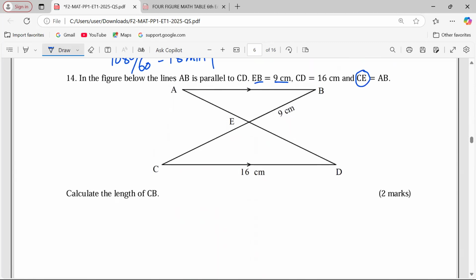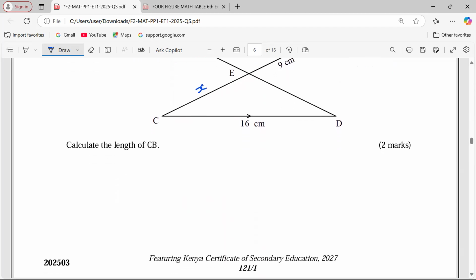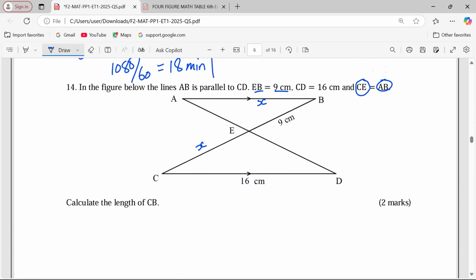CE and AB are equal. So if this is X, this is also X. Okay, calculate the length of CB, which is not known. So in this case now, I want us to relate a few things.